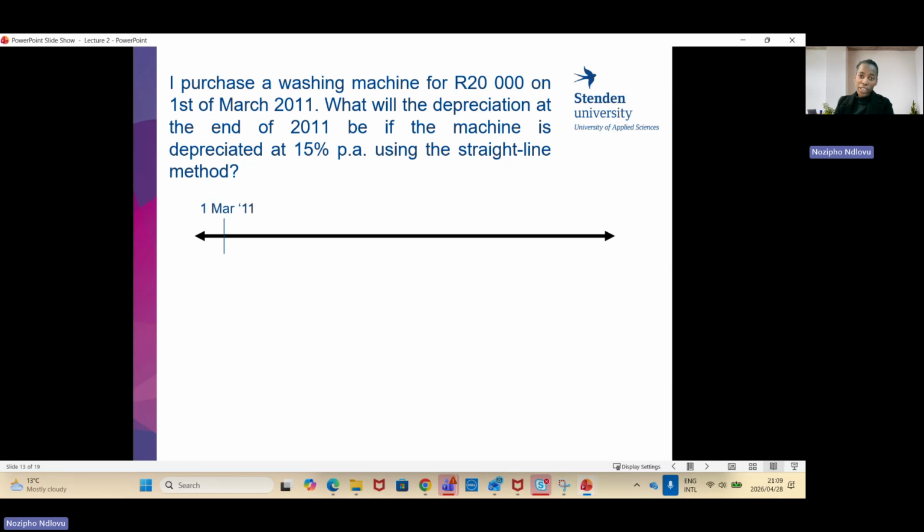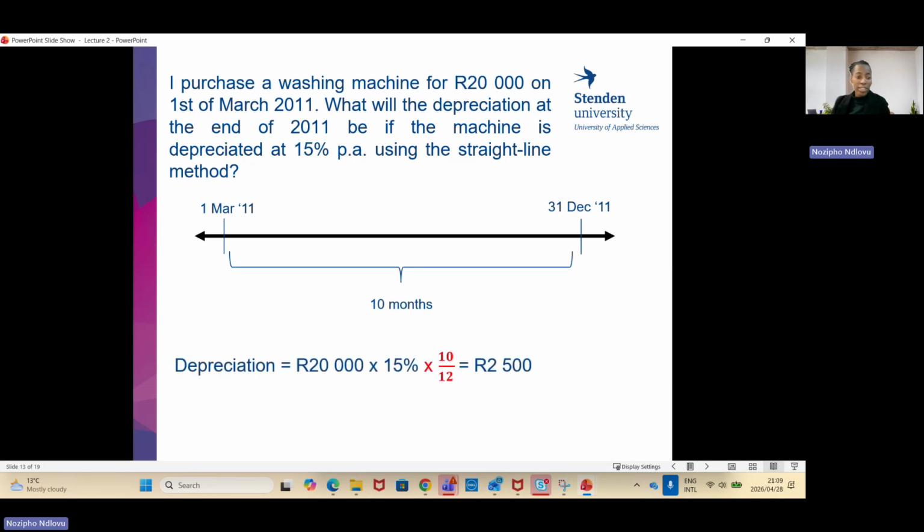Okay, I purchased a washing machine for 20,000 on the 1st of March 2011. What will be the depreciation at the end of 2011? If the machine is depreciated at 15% per annum using a straight line method. So from the beginning of March 2011 till December, how many months do you have? We have 10 months. Please just double check if you understand what that means. And then the depreciation at 15% times the 10 divided by 12, because remember, this is not for the whole year. We're looking only for that 10 months.